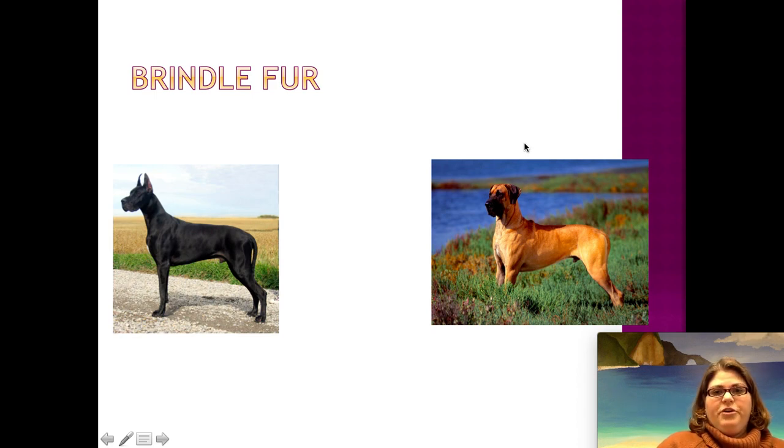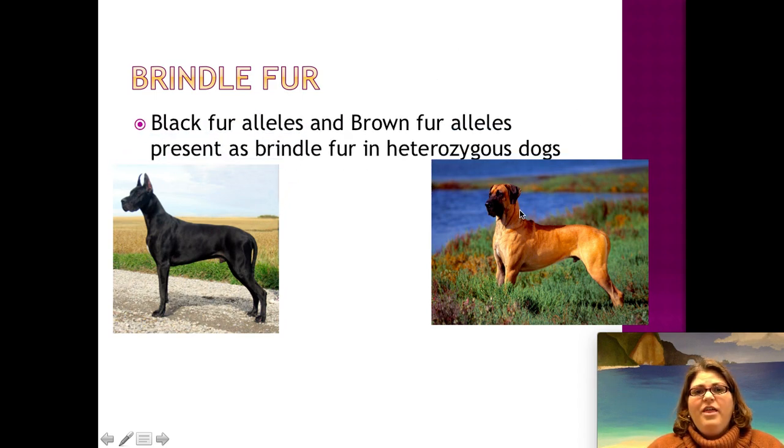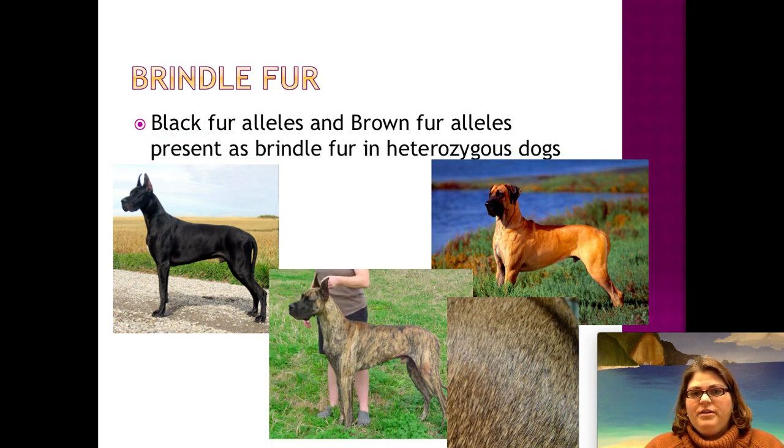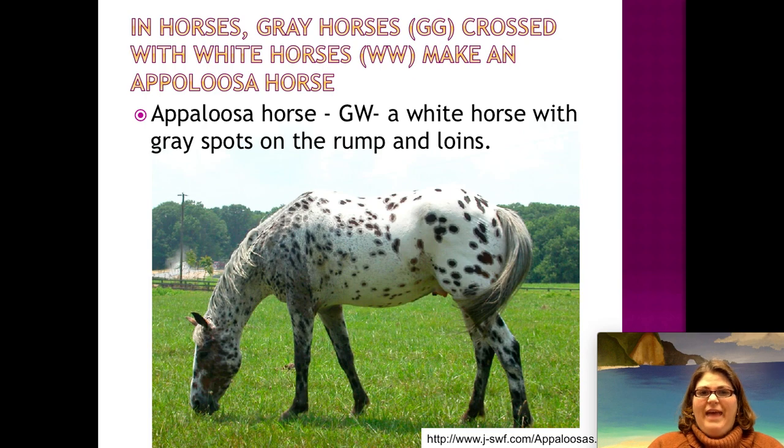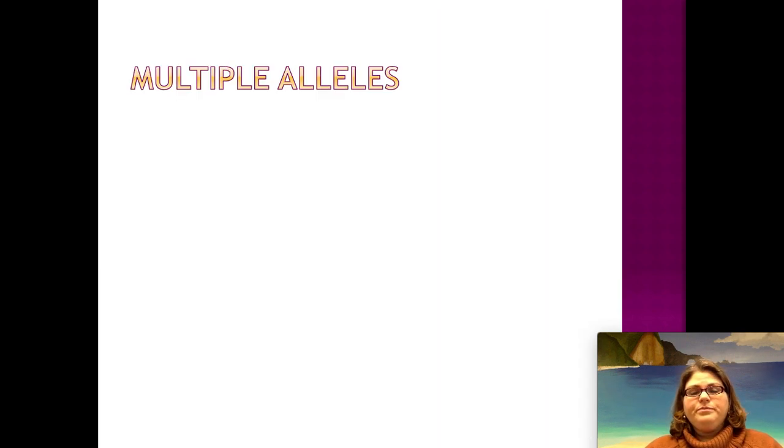So if we look at brindle fur, here we have a Great Dane. There's a black Great Dane, and there is, I'm not sure that that's fully a Great Dane, but there's a tan Great Dane, and together their offspring would be what we call brindle, where there are black bits and tan bits. You see it again in horses. A gray horse with a white horse makes this Appaloosa horse, where there are white and gray parts. Not light gray, but white parts and gray parts.